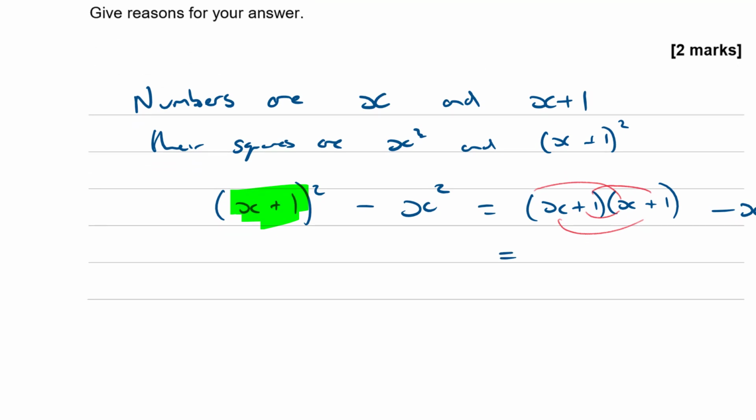Okay, so what am I going to get? x squared plus x plus 1 minus x squared. Okay. So straight away I can see my x squared there and my x squared there are going to cancel. x squared take away x squared is nothing. So that's going to leave me x plus 1. x plus x is 2x. And so my final answer is 2x plus 1. So the difference between my two consecutive squares is 2x plus 1.